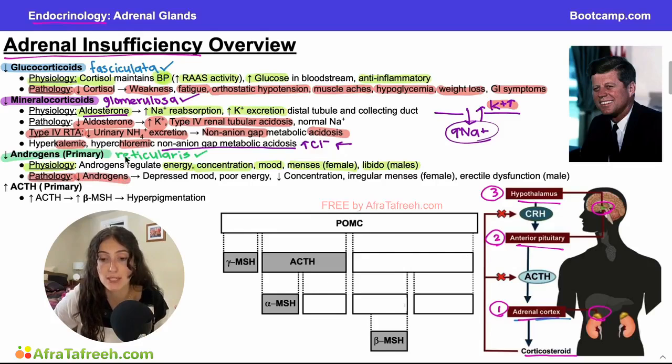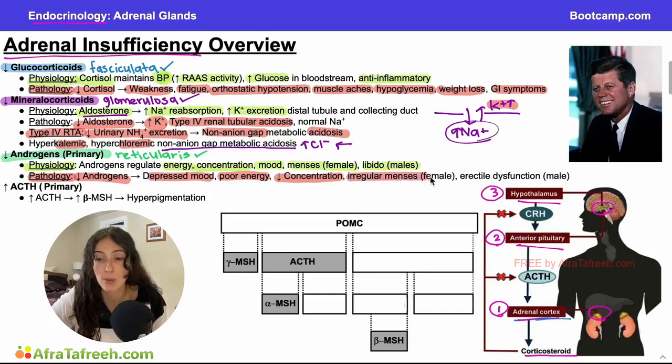And this is going to directly relate once again to what happens in pathology when we have too few androgens. If we have too few androgens, because they are responsible for energy, concentration, and mood, this is going to lead to a depressed mood and poor energy, in addition to decreased concentration. And then in females, you can see irregular menses, as well as erectile dysfunction in males because of the important role of androgens for libido.